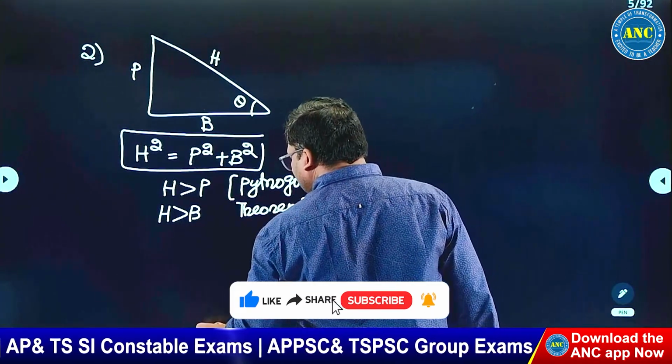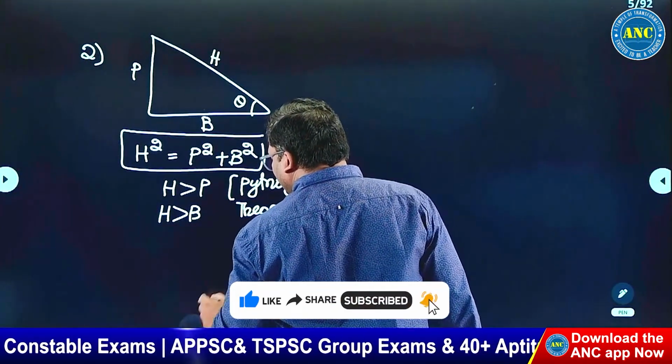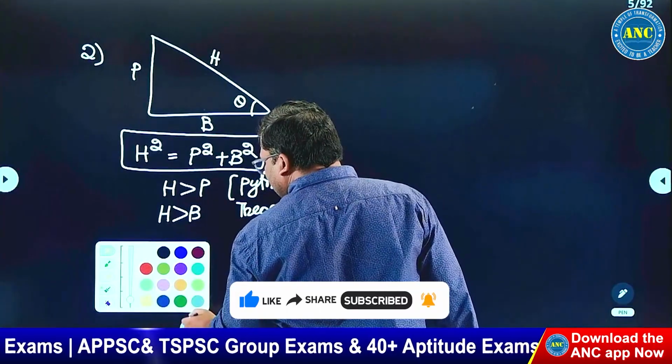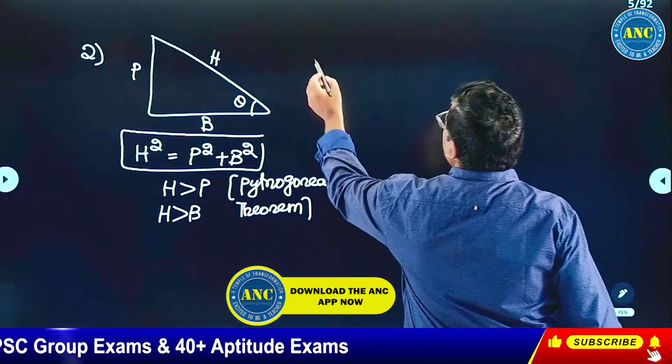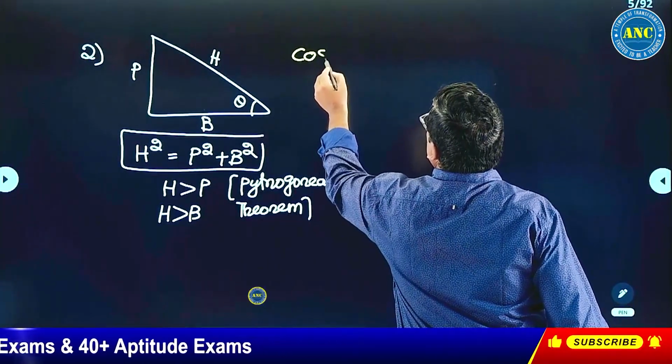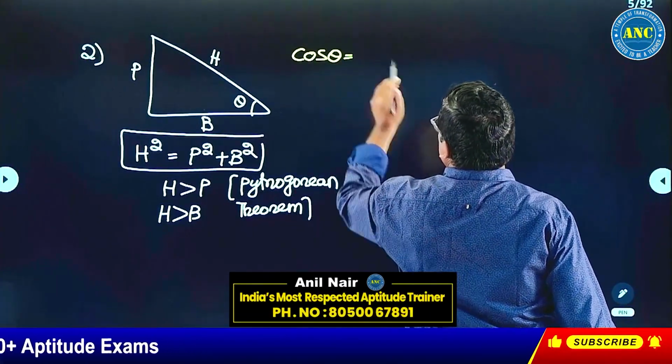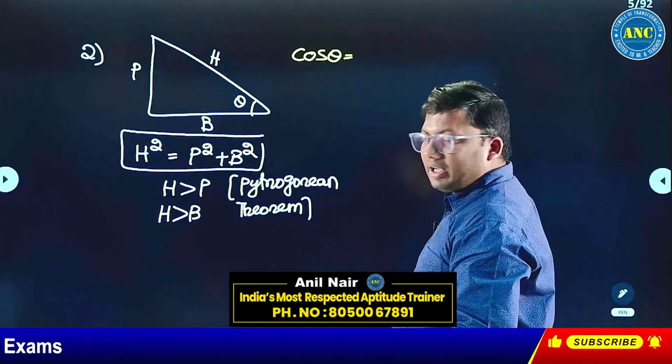Hypotenuse whole square is equivalent to perpendicular square plus base square. Next one, cos theta. Trigonometric ratio. Second trigonometric ratio.